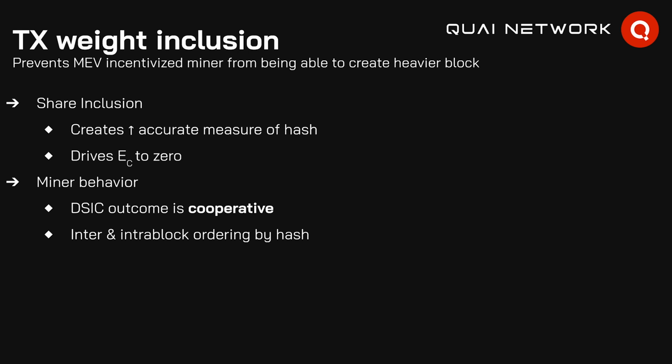So what we need to do is include the transaction weight with the weight of the block, so that including transactions makes a heavier block. What this does is it creates the incentive for miners to always include transactions, because if they don't include a transaction, they will be disadvantaged compared to if they did include a transaction.